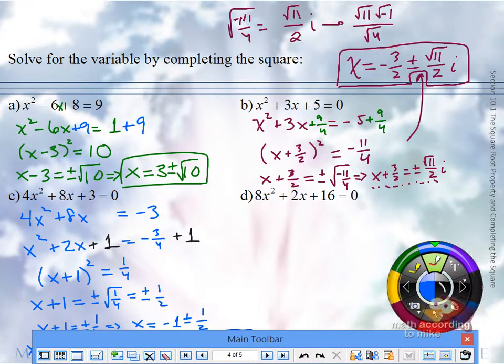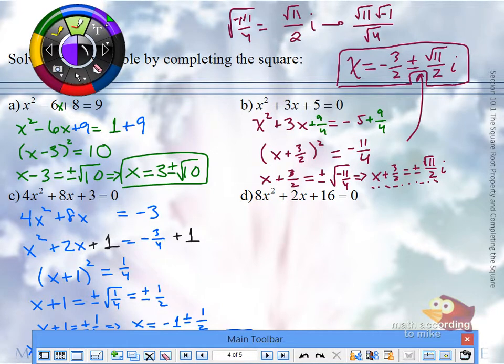One more. What could possibly go wrong here, he says? Everything. All right. If the variable is by itself, we're going to subtract 16. We're going to divide everything by 8. We are good to go.